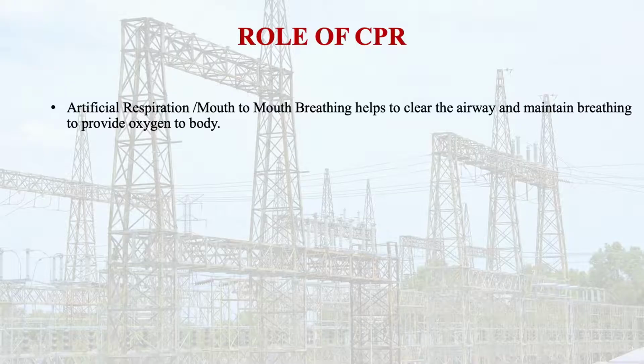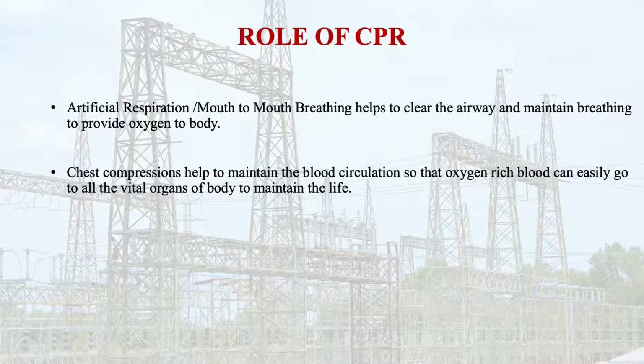So what is the role of CPR? Why is CPR so important? Artificial respiration, which is a part of CPR, also known as mouth-to-mouth breathing, helps to clear the airway and maintain breathing to provide oxygen to the body. Chest compressions will help to maintain the blood circulation so that the oxygen-rich blood can easily go to all the vital organs of the body. These vital organs include the brain, which is the most important vital organ of the body.